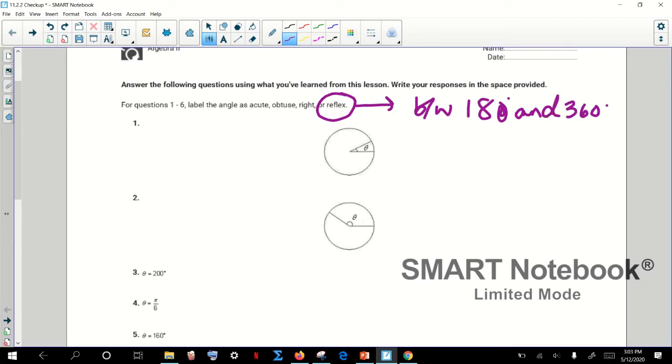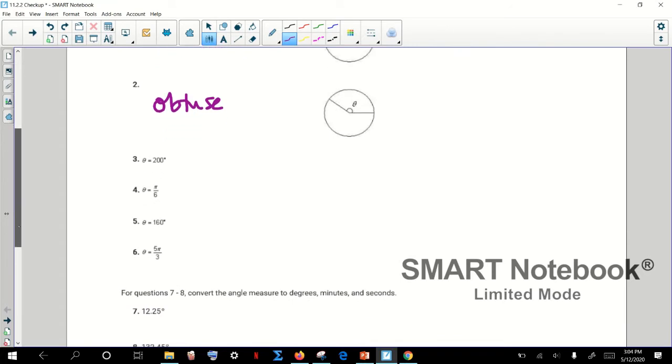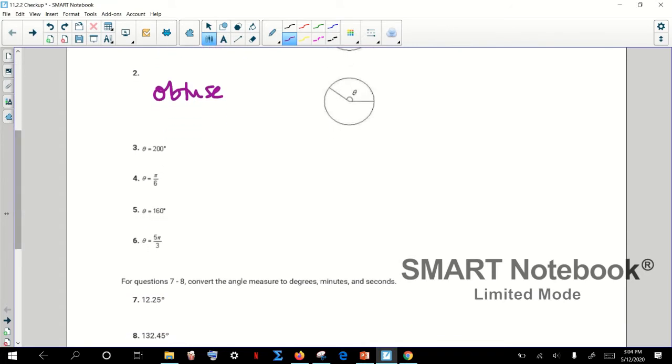Alright, so in the first one, this one's obviously less than 90 degrees, so it's acute. It's very easy to tell when we have a visual like this. The second one is definitely obtuse. Now we're getting into just written angles, so we don't have that visual there. 200 degrees is bigger than obtuse, but it's less than 360, so that is a reflex angle.